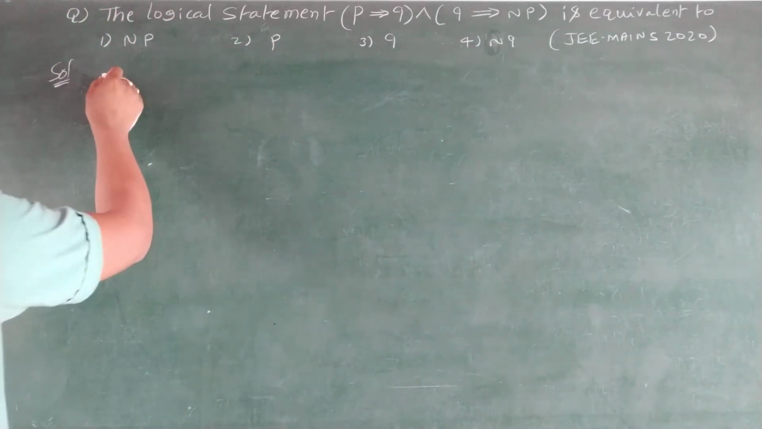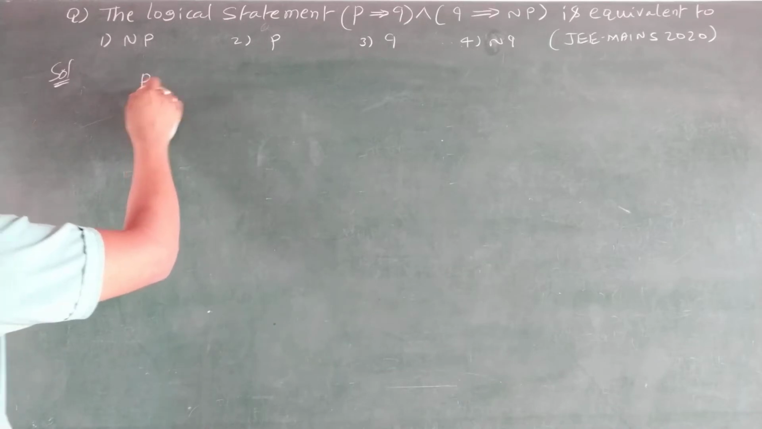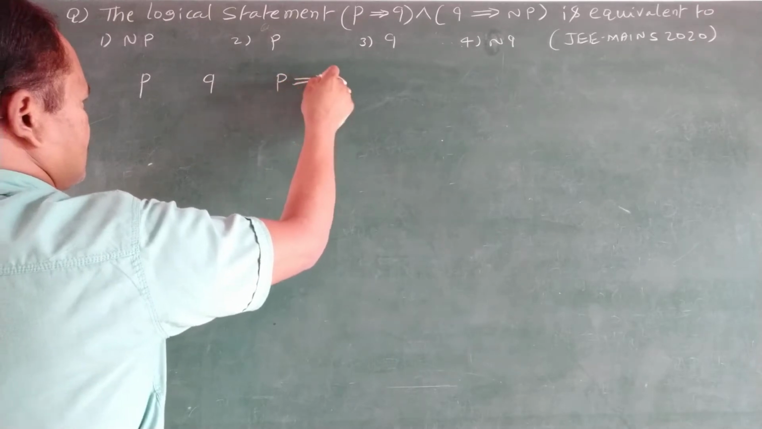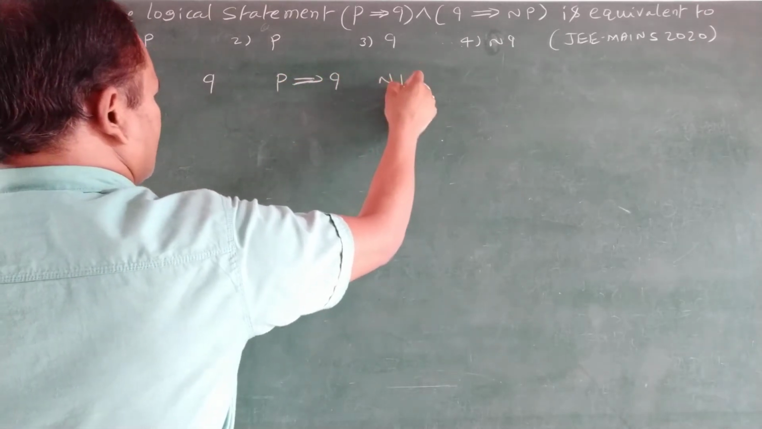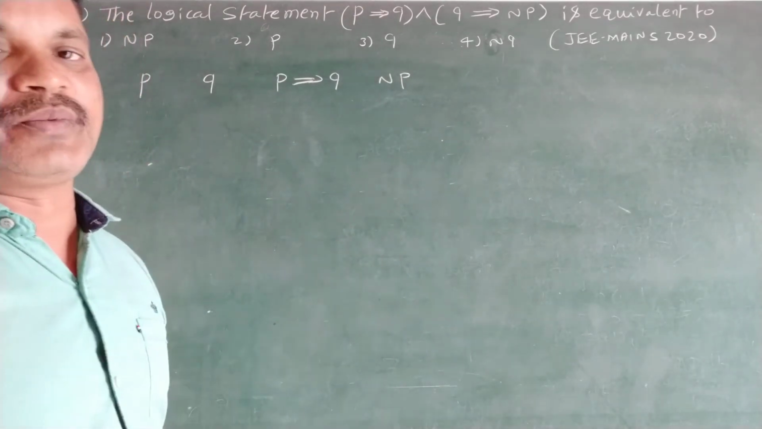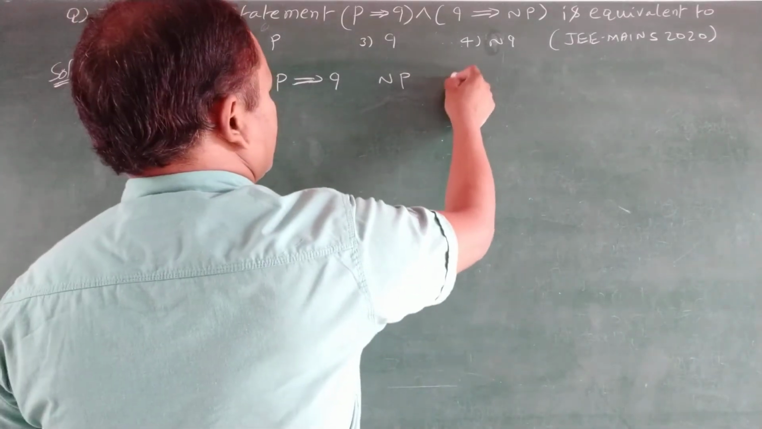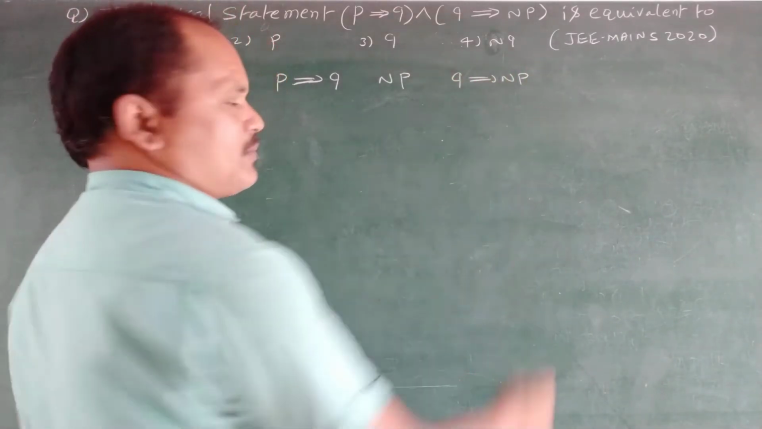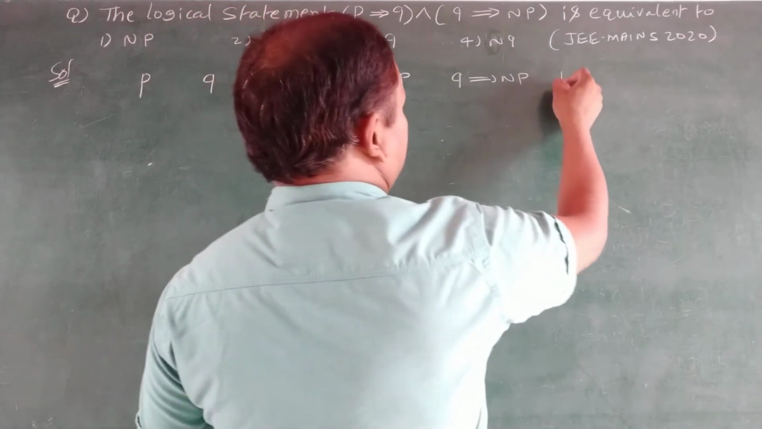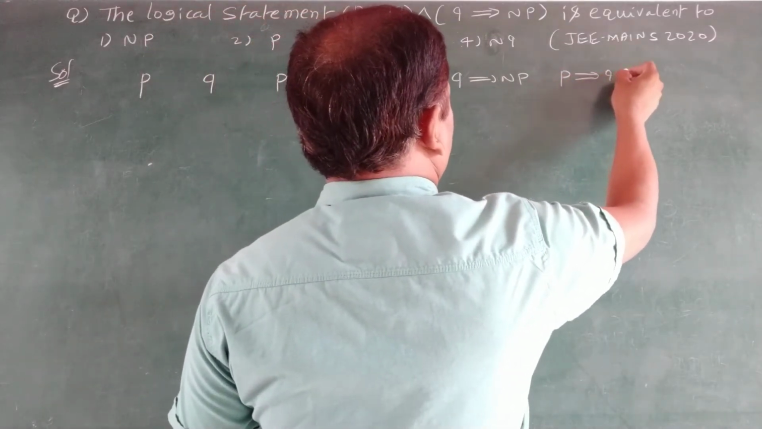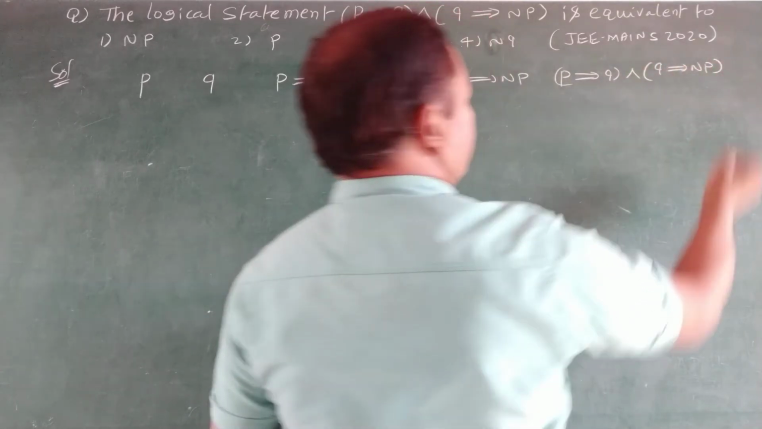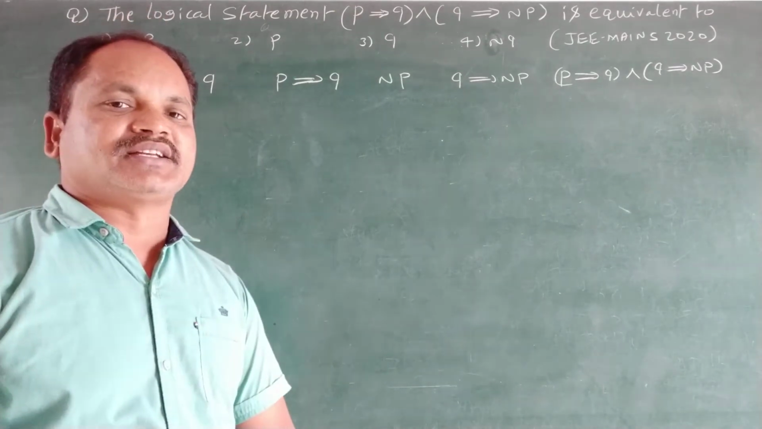Solution for this one. We have to take the values P, Q, and P implies Q, negation of P, and Q implies negation of P. Now the required expression, what is that? That is P implies Q and Q implies negation of P.